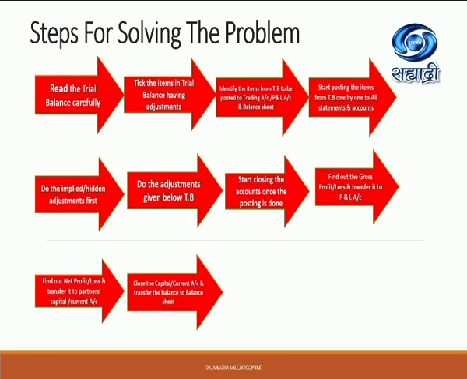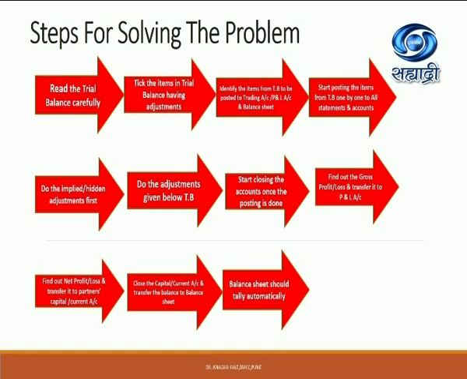After transferring net profit or net loss to the partners' current accounts, in this step we are going to close our partners' capital or current accounts, and the balances of these capital or current accounts will be transferred to the balance sheet, and finally our balance sheet should tally automatically. So these are the steps for solving the problem of partnership final accounts. If we follow these steps and do the posting one by one, then definitely we can solve the problem of partnership final accounts perfectly.